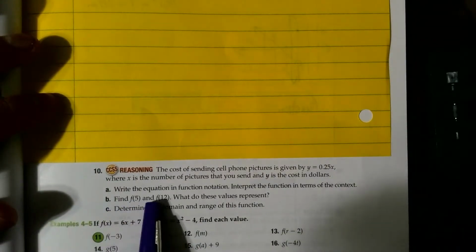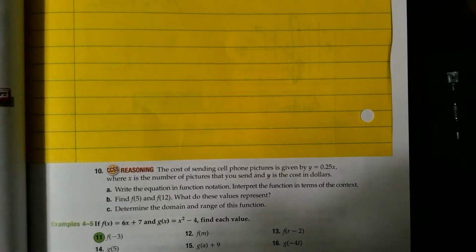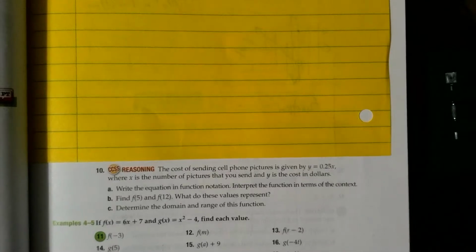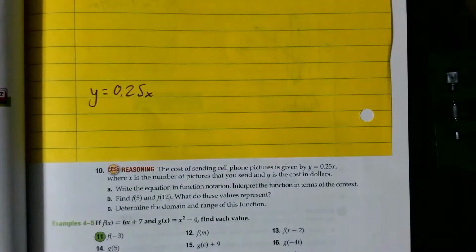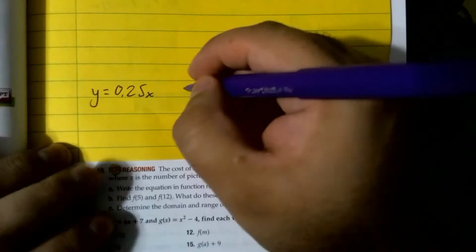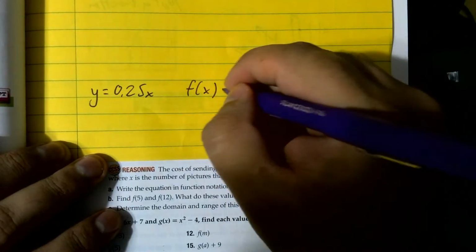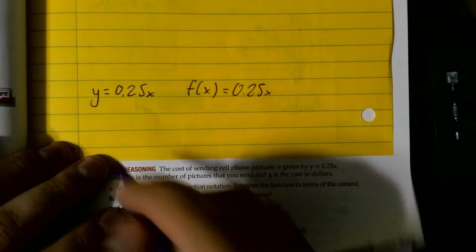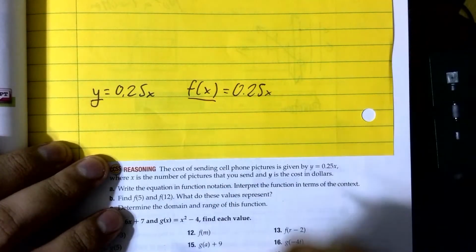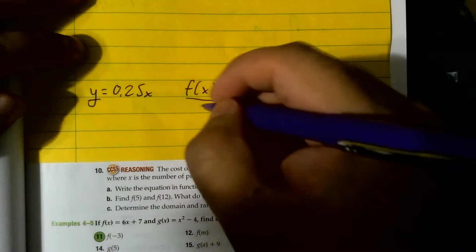So, write the equation in function notation. Represent the function in terms of the context. So what is function notation? Here's our function: y equals 0.25x. All function notation is, instead of y, you write f of x, a function of x, is equal to 0.25x. That's it. The only thing that changes is your y. It's stupid, but whatever.